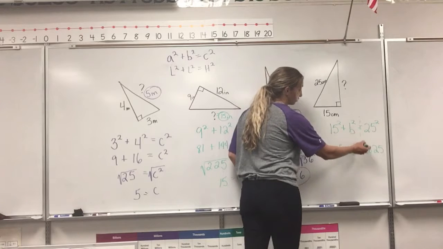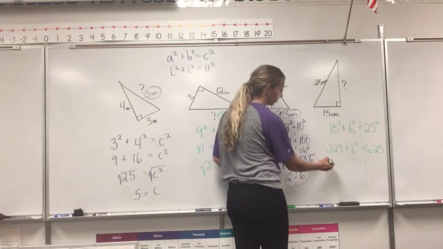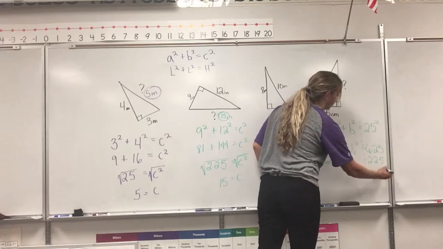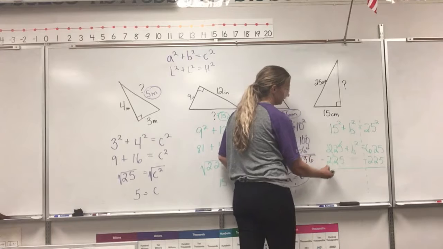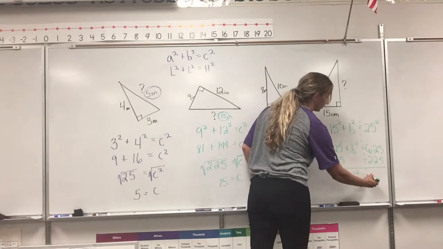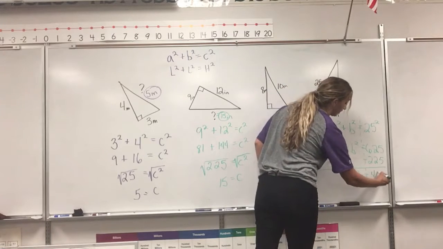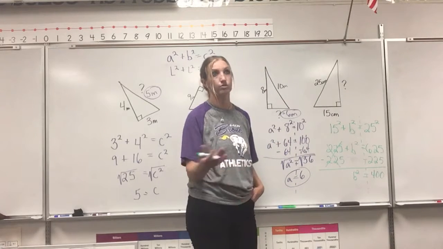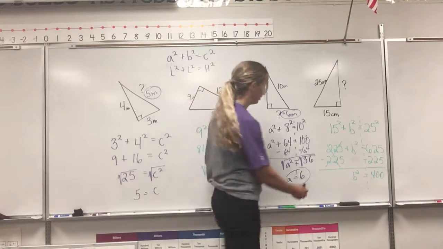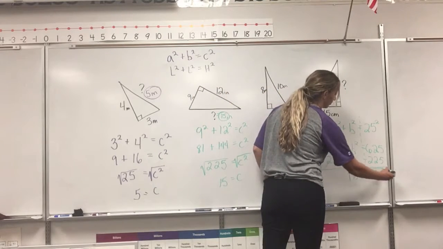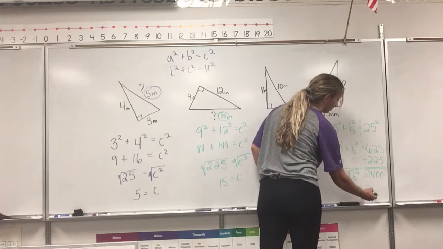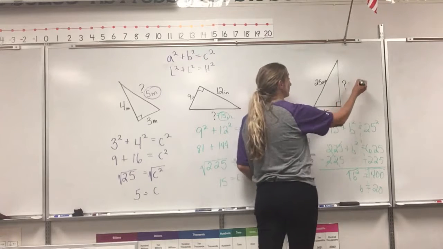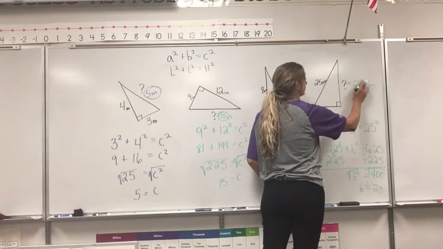Now I'm going to have to do some algebra to get that variable by itself. I'm going to have to subtract 225 from both sides. This is gone, so on this side I just have b squared. On this side I have 400. So I have to think of a number times a number that equals 400. Well, how do you find that? You find the square root of it. So square root it. The square root of b squared is b, and the square root of 400 is 20. And so my missing leg right here is 20 centimeters.